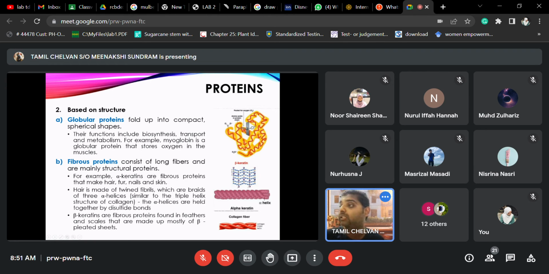Fibrous protein consists of long fibers and is mainly structural protein. For example, alpha keratin, this is beta keratin, this is alpha helix. Alpha keratin is a fibrous protein that makes hair, fur, nails, and skin. It has fibers inside.